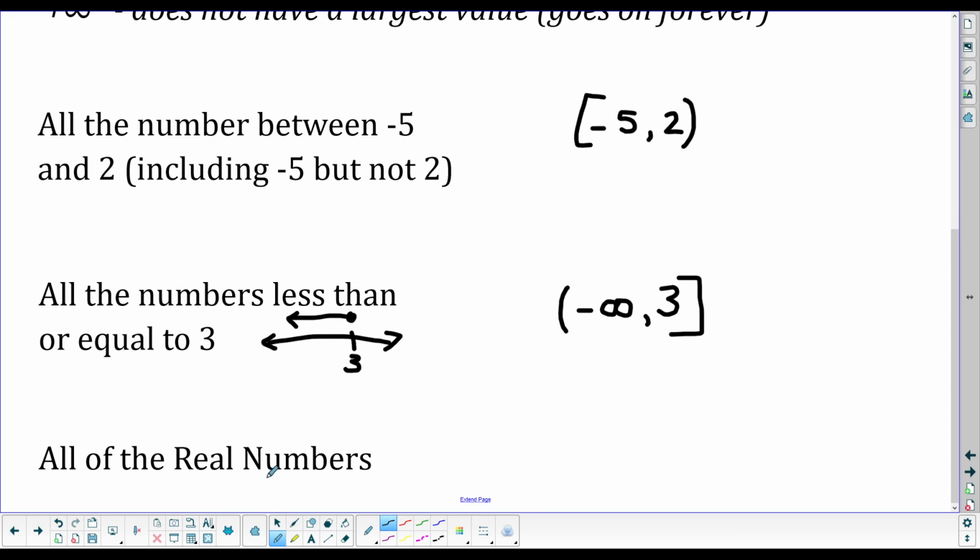If I want to describe all of the real numbers, well, that would just be the number line, right? It would be all the numbers on the number line. So the left side, there's no end on the left side. It keeps going on forever and ever. So negative infinity. And on the right side, it also keeps going on forever and ever. So we can use infinity or positive infinity. And then we always use round brackets on those infinities. So in interval notation, this is how we would describe all of the real numbers.